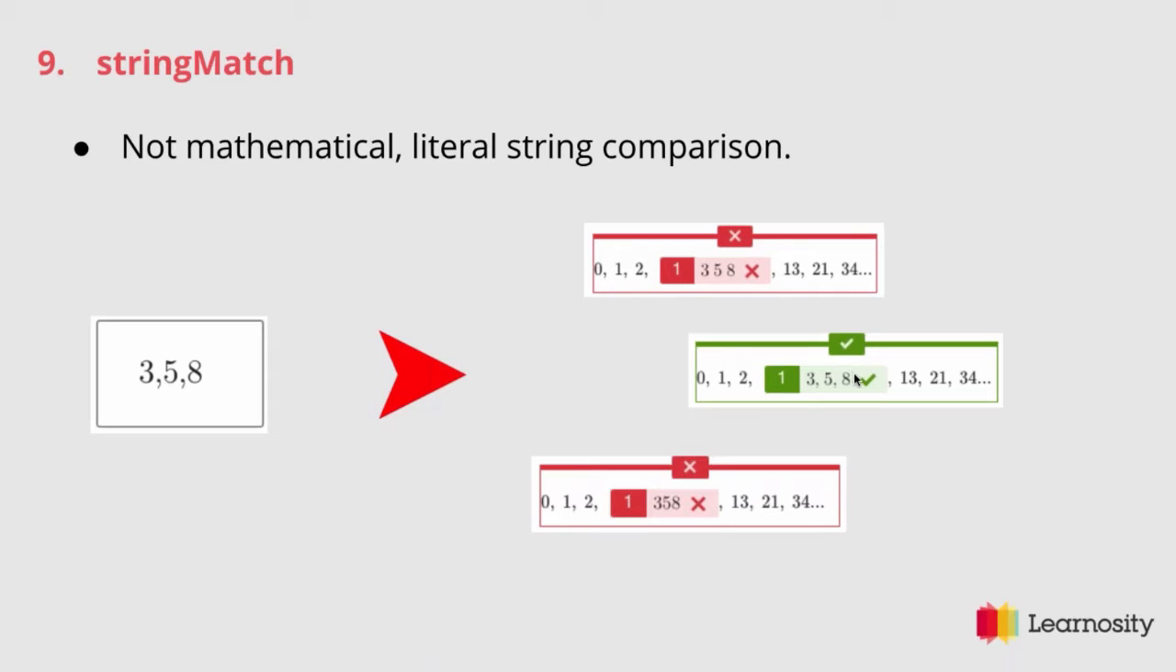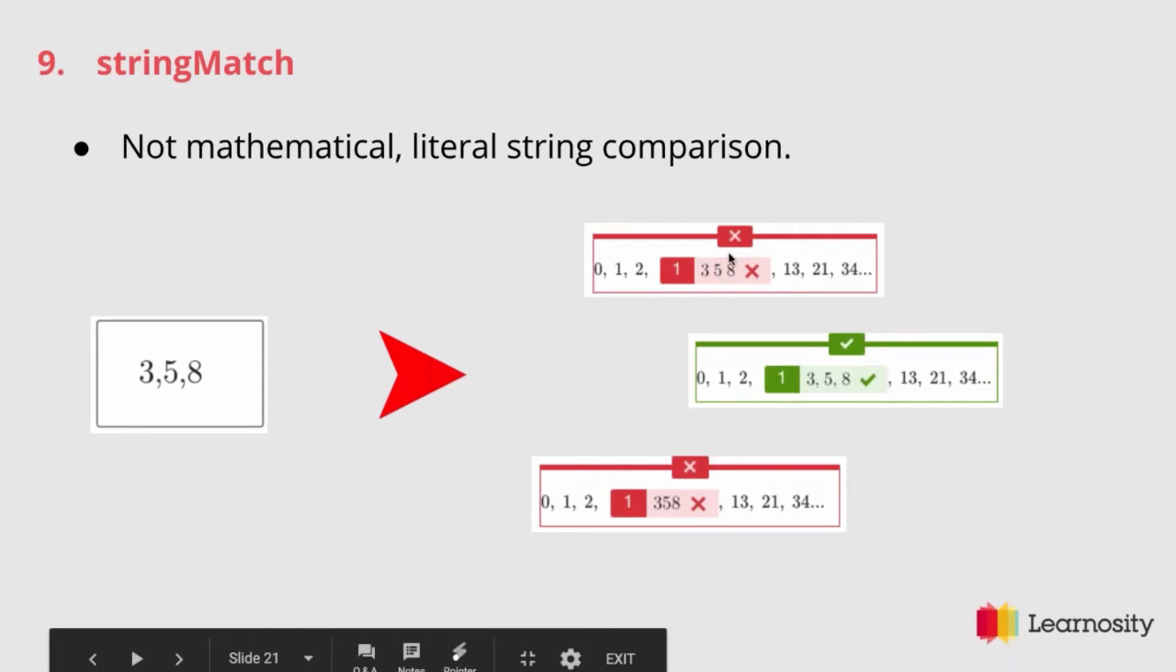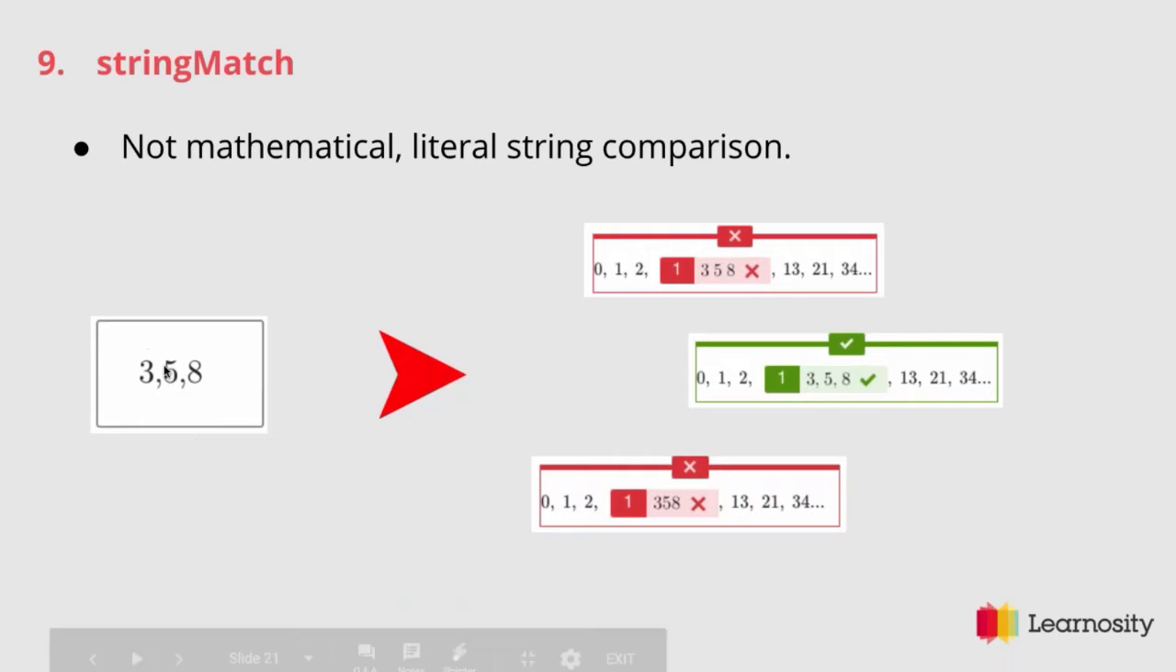And once I put in the commas, it doesn't really matter how many spaces I have or anything. It'll still accept that as correct. But if I don't include my commas, I will get the question wrong. So you just have to match the string validation here.